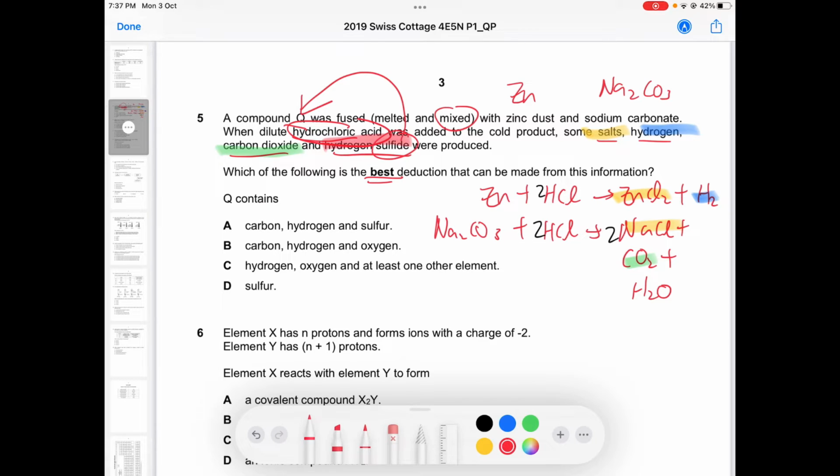Because zinc does not have sulfur, sodium carbonate does not contain sulfur. So I can confirm that Q contains sulfur. So the best answer is actually D, because I cannot confirm whether carbon comes from Q. So most of you chose A. But carbon can be from carbonate, right? Hydrogen can be from acid, my hydrochloric acid. So that's why the only thing I can confirm is sulfur is from Q.